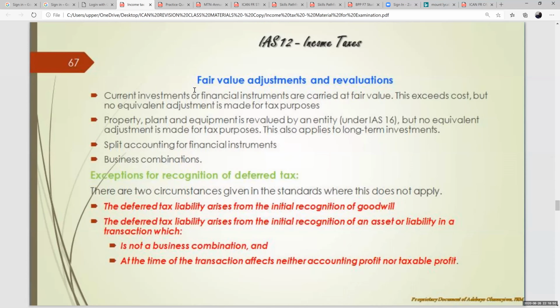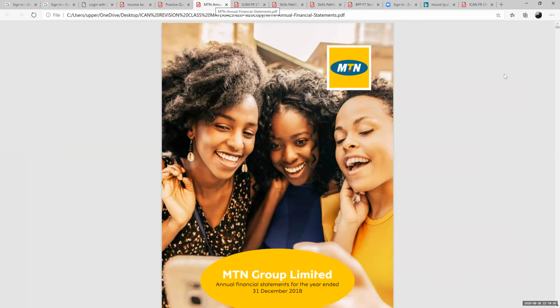Okay, and finally, in IAS 12, you are required to reconcile the actual taxes, which is your current tax, to your income tax. And there are two approaches of doing that. It's either you adopt the relative approach by reconciling the effective tax rates to your corporate tax rates, or you do it in absolute terms by reconciling your tax based on accounting profits to your current taxes. And let me show you an example from MTN annual financial statements.